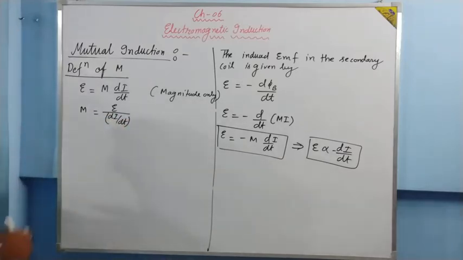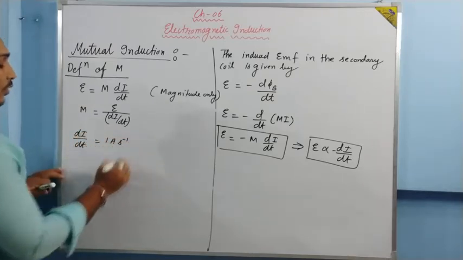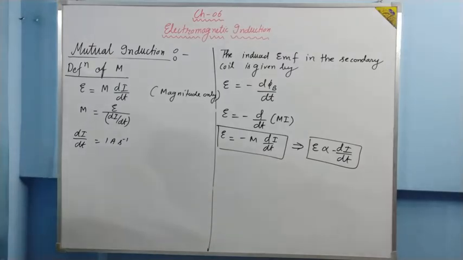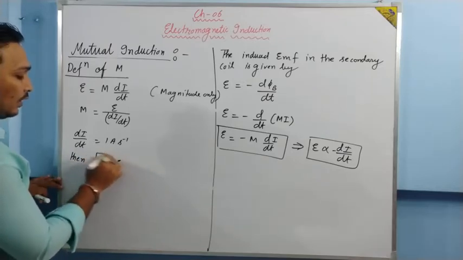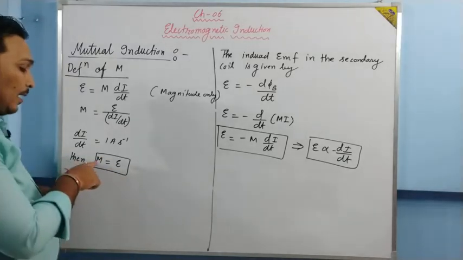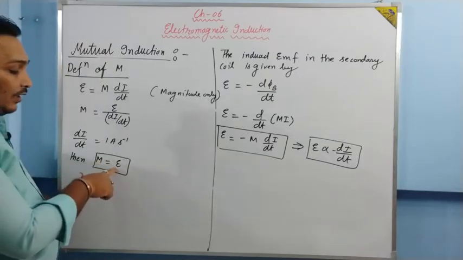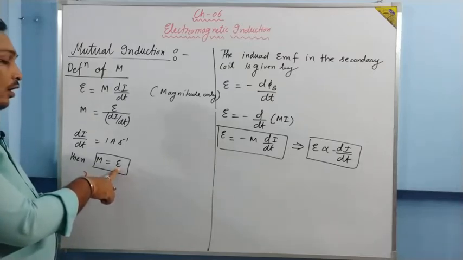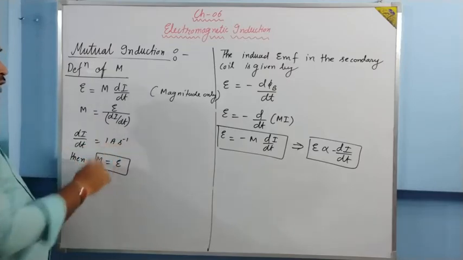Okay? Now if di by dt is taken as 1 ampere per second, then M will be equal to what? E. From here, the definition of mutual inductance for a pair of coils can be defined. How can it be defined? Listen to me carefully. Mutual inductance of a pair of coils is defined as the induced EMF in the secondary coil when the rate of change of current through the primary coil is unity.